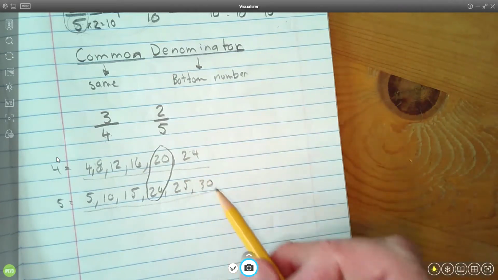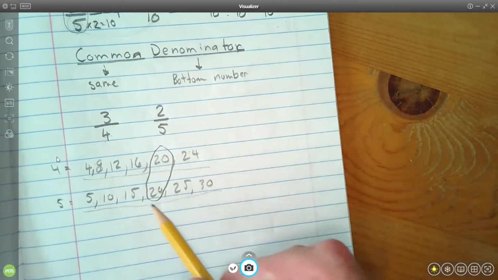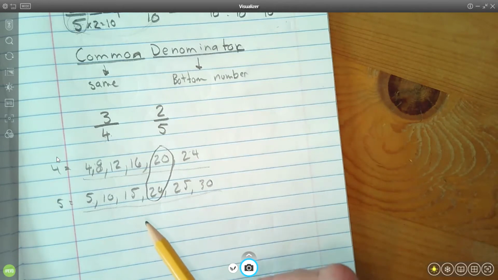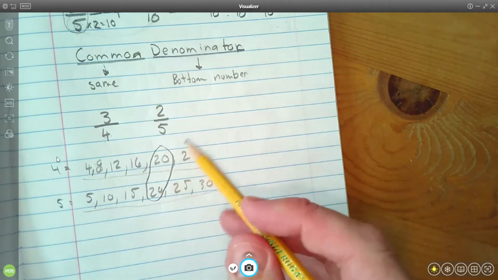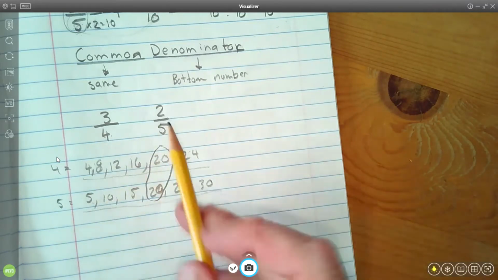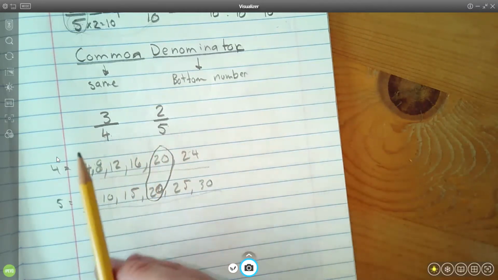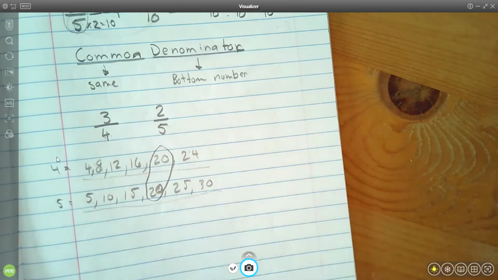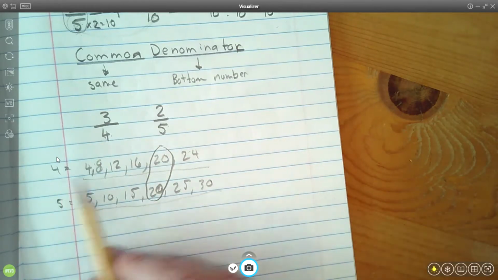24, doesn't matter. This would be what we call our LCD, least common denominator, right? But we're just looking for a common denominator. So they can both meet at 20. So if I want to change these guys, I need to find what I would have to do to both of these numbers to have them turn into a 20, because then I could change the bottom.